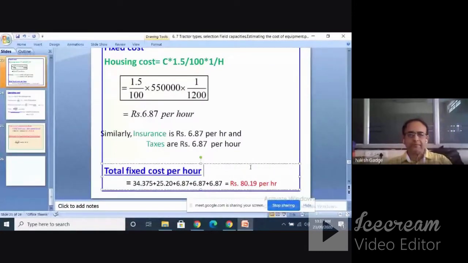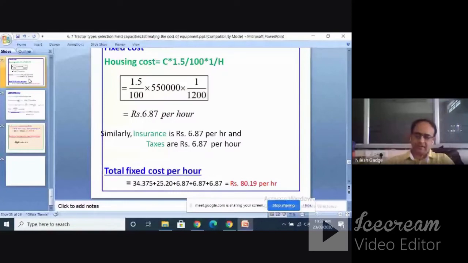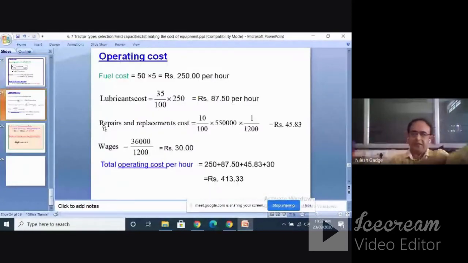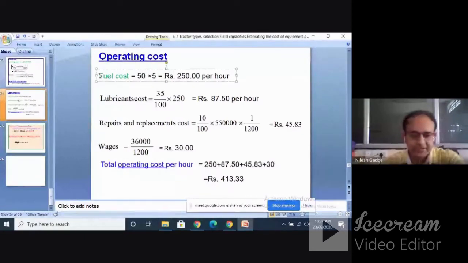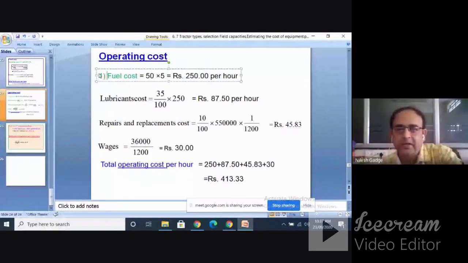Okay. Now this is the operating cost. You have to calculate the operating cost. First term is the fuel cost.